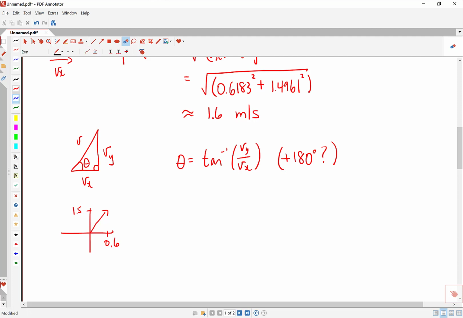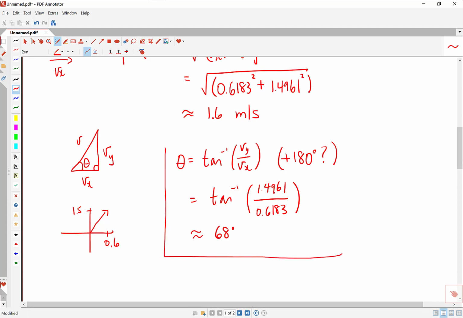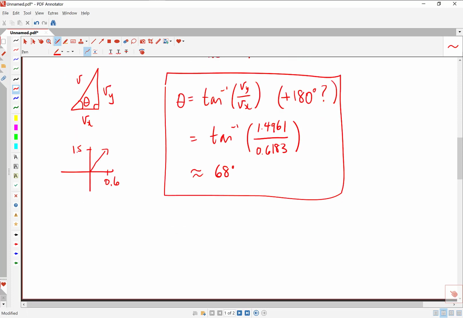Okay, so we're ready to finish up and get our angle here. So we're going arctan of our v sub y was 1.4961 and our v sub x 0.6183. No correction required there. We don't need to add 180 degrees. You can put your calculator into degree mode, and that comes out to about 68 degrees. So just to give a nice answer at the end of the problem, the question was to find the velocity. So you can say the velocity is, we said it's 1.6 meters per second at 68 degrees, and we're done.